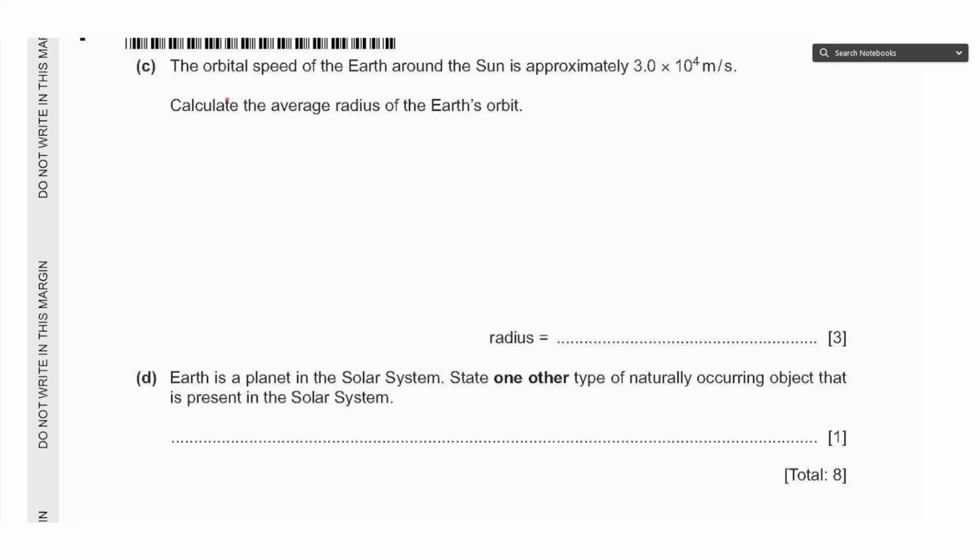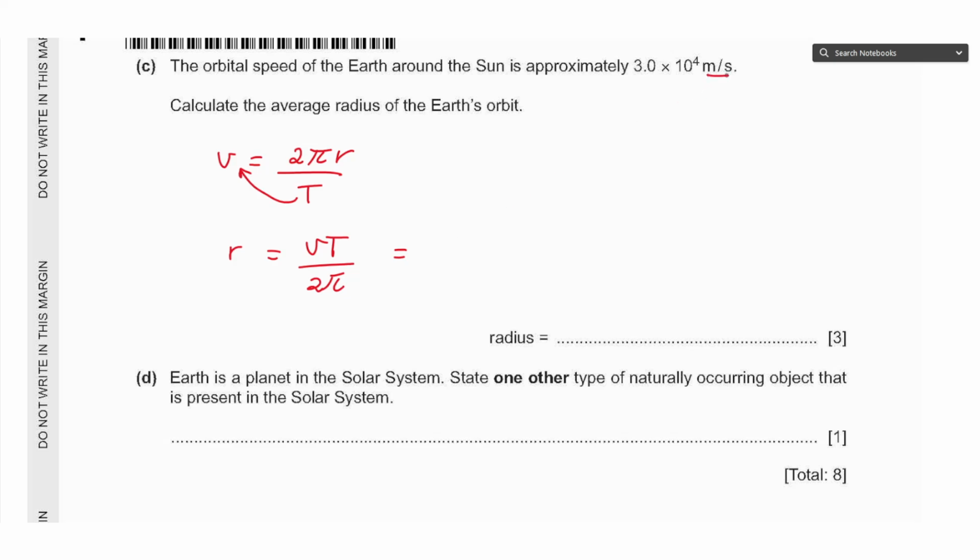Part C says the orbital speed of the Earth around the Sun is approximately 3 times 10 to the power of 4 meters per second. Calculate the average radius of the Earth's orbit. So speed is equal to distance divided by time, but the distance here is the circumference of the circular orbit, or the approximate circular orbit. So 2 pi r divided by the periodic time of the orbit. And we need to calculate the radius, so multiplying by T and dividing by 2 pi.